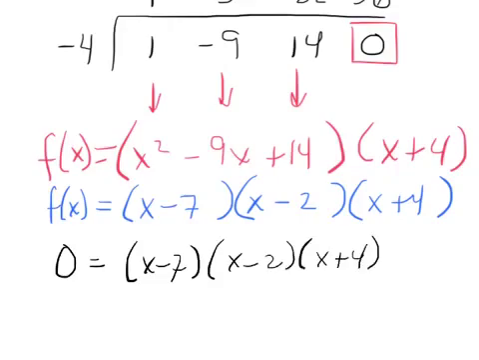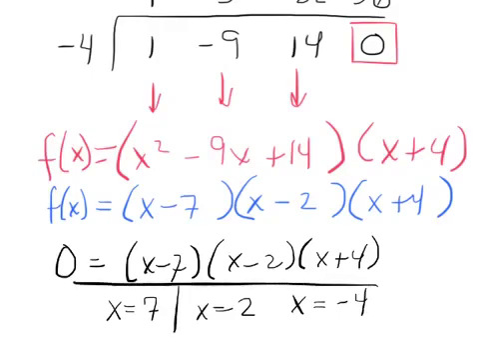And we remember that when you set a whole equation equal to 0, all of the factors can be equal to 0. So if all of these could equal 0, we solve for each of them. This will become 7, this will become 2, and this will become negative 4. So we have like our t-chart from quadratics this year, but now we have 3 solutions. So our roots of the equation are 7, 2, and negative 4.